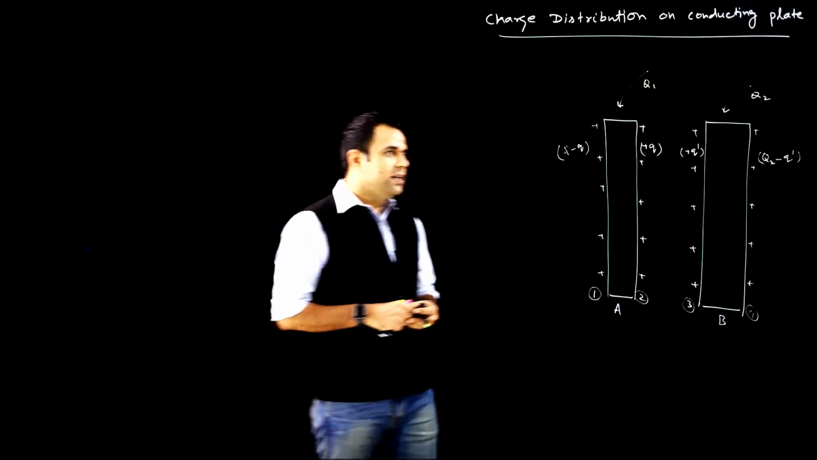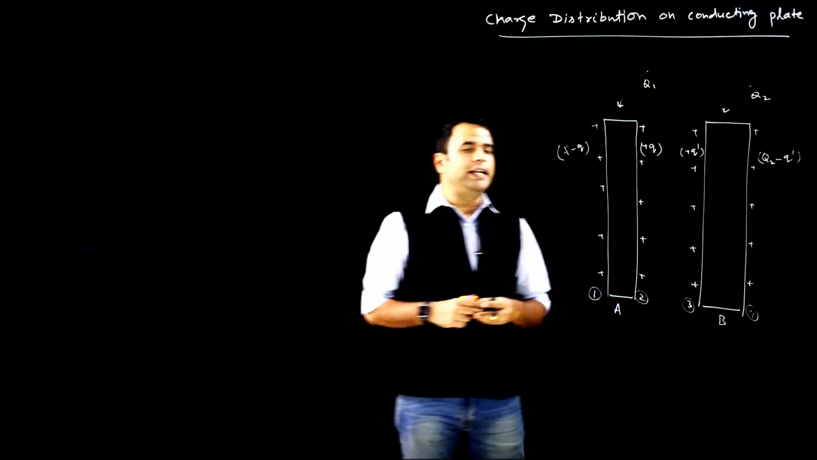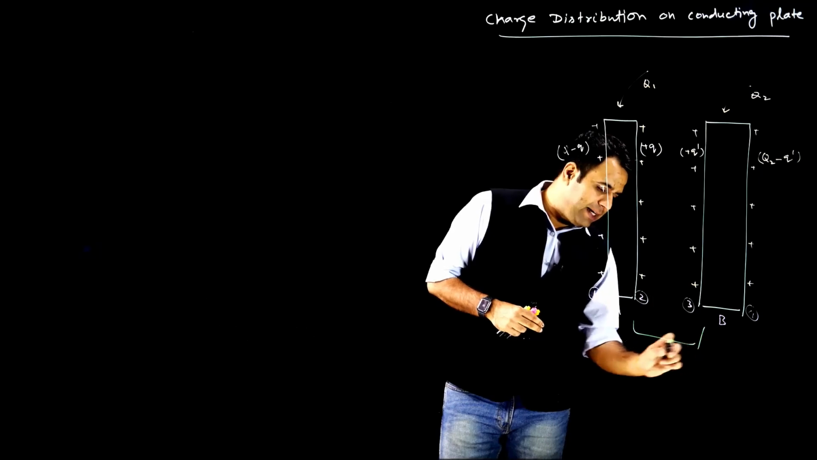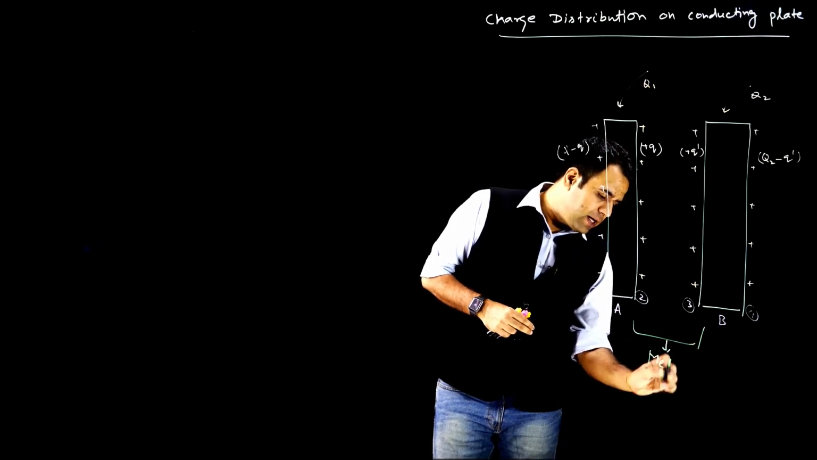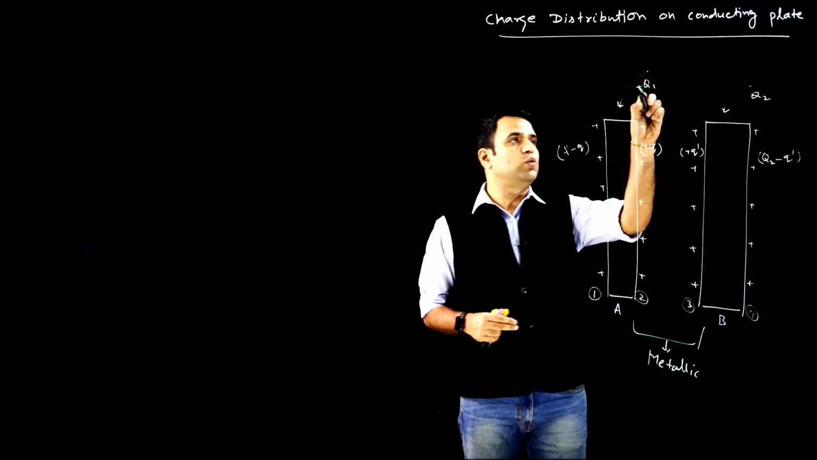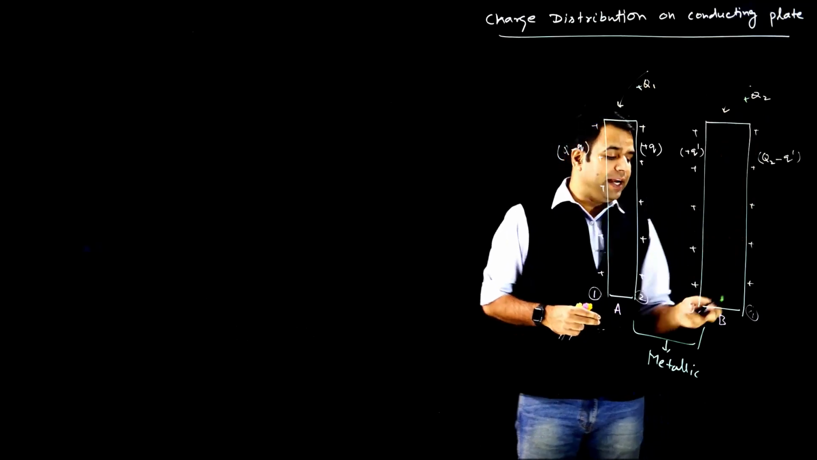Hello. Now we'll see the charge distribution on multiple plates. So we are taking two metallic plates. Both of these plates are metallic. We have given the charge plus Q1 onto plate 1, I'm calling it plate A, and plus Q2 to plate B.